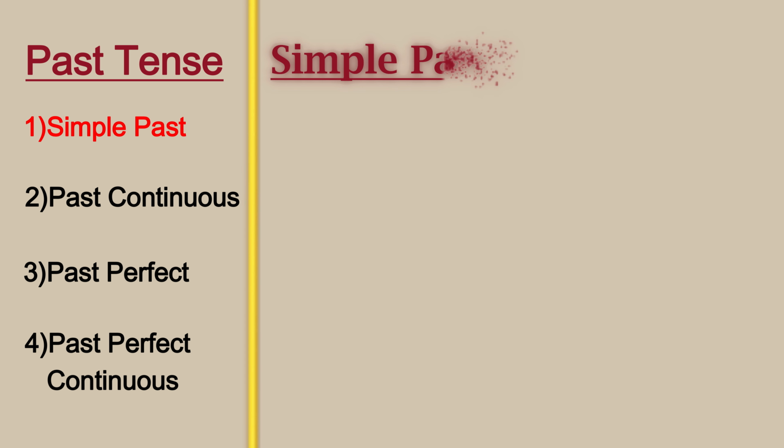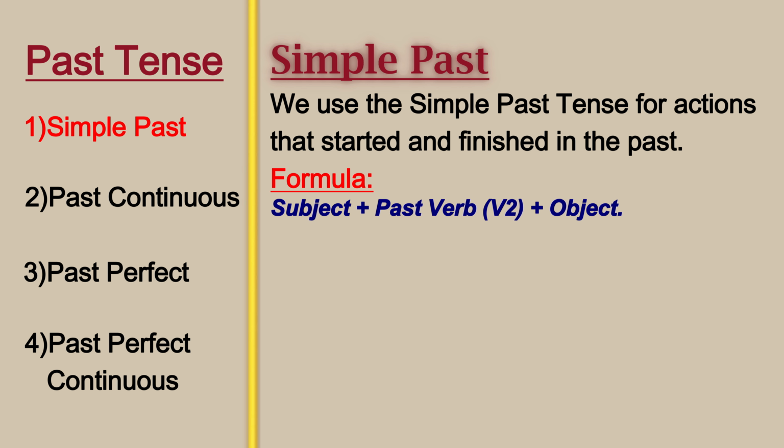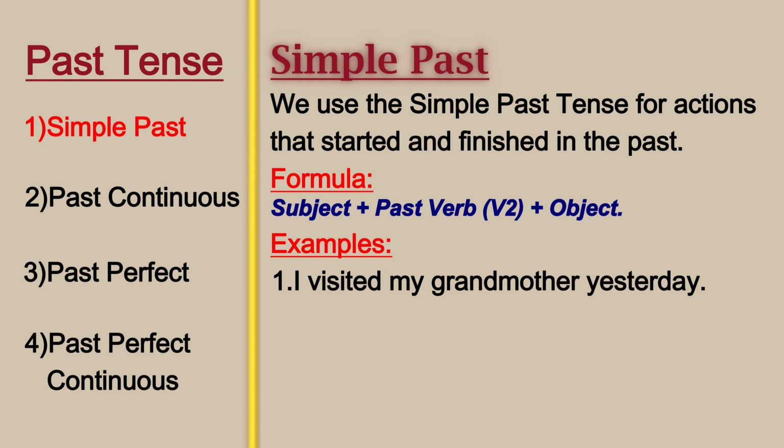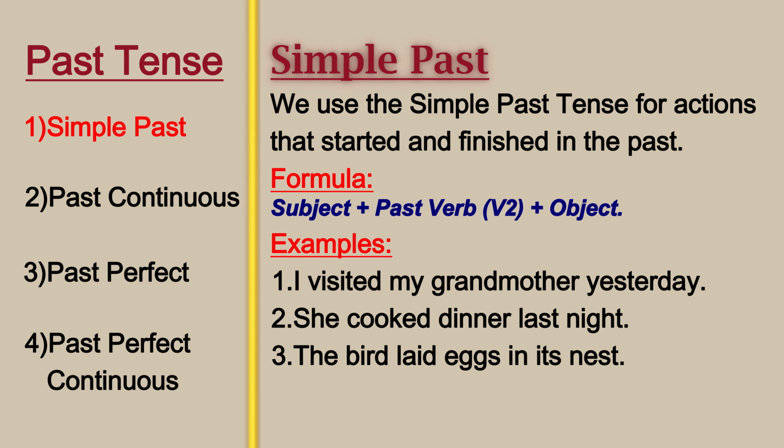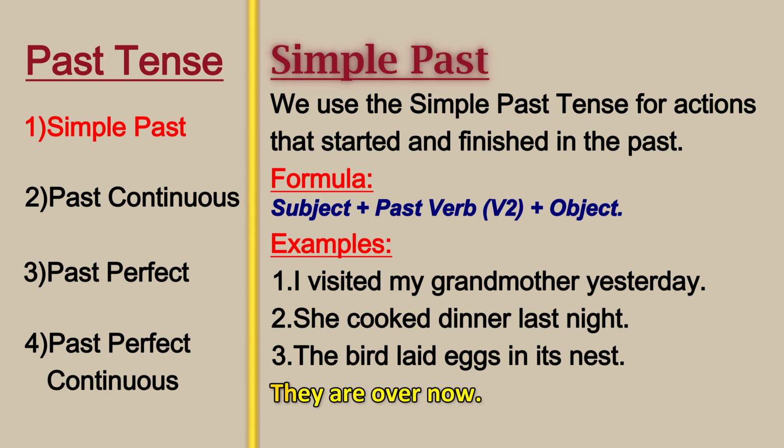First, simple past tense. We use the simple past tense for actions that started and finished in the past. The formula is subject plus past form of the verb plus object. Examples: I visited my grandmother yesterday. She cooked dinner last night. The bird laid eggs in its nest. All these actions are completed in the past. They are over now.